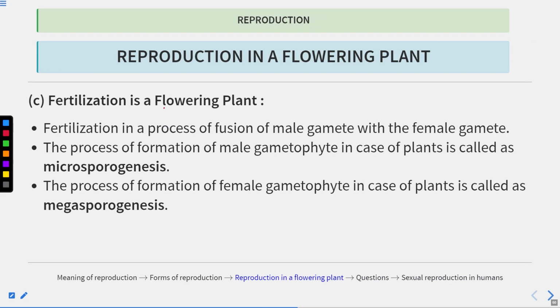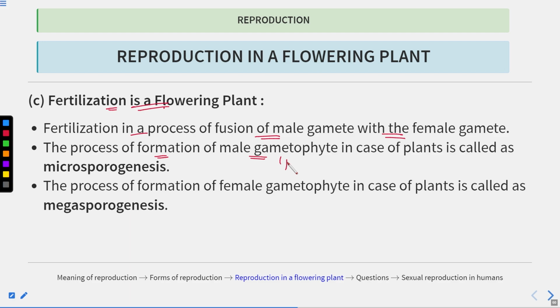Now let's talk about the fertilization in a flowering plant. How does fertilization take place in the flowering plant? Before fertilization, what was the process? Formation of gametes, which is known as gametogenesis. After the gametes are formed, the next process is the fusion of the gametes, which is known as fertilization. So fertilization is the process of fusion of the male gamete with the female gamete, and the process of formation of the male gametophyte.